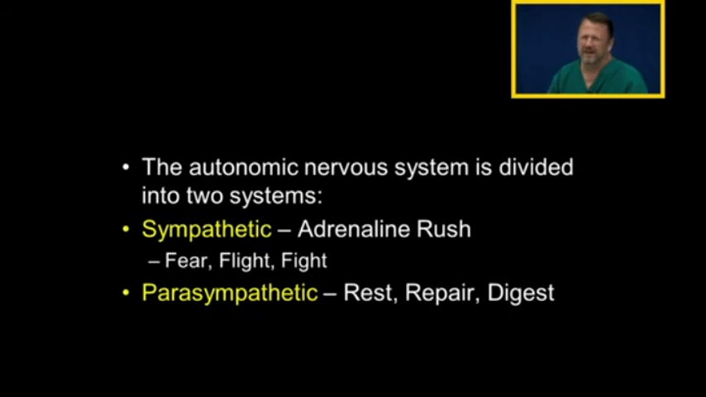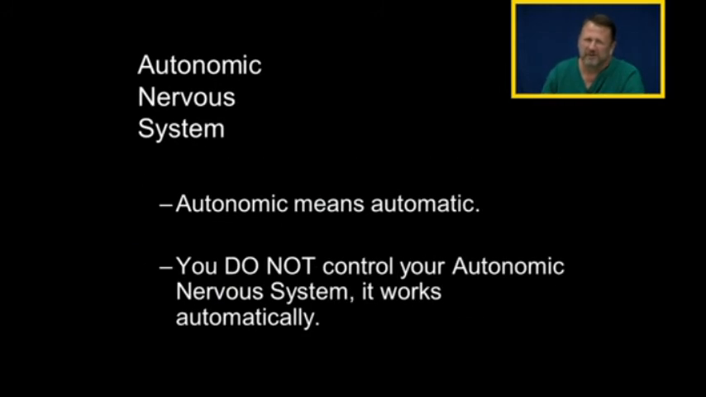We're going to divide the autonomic nervous system into 2 systems. The sympathetic system, which is the adrenaline rush system. The opposite system is the parasympathetic nervous system. The autonomic nervous system is automatic. You do not control your autonomic nervous system. It works automatically. So when you get frightened, your heart rate goes up. You don't really have a lot of control over that at all.